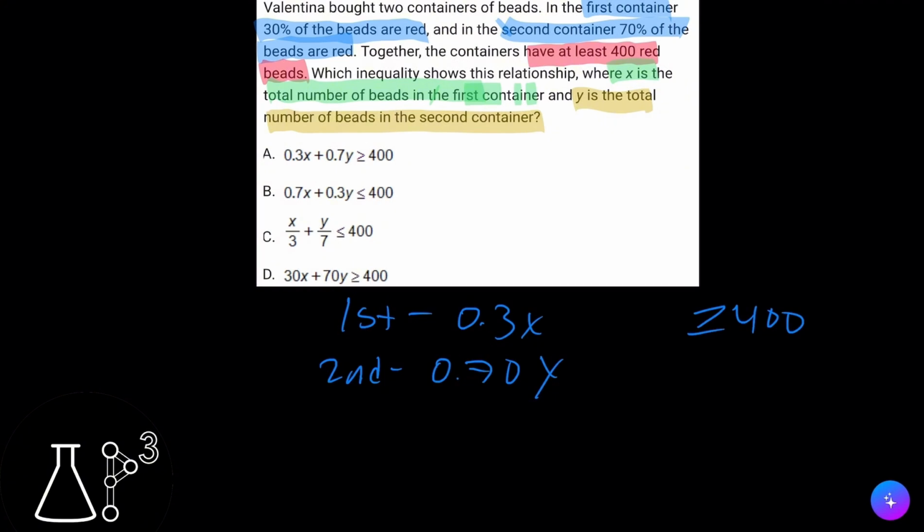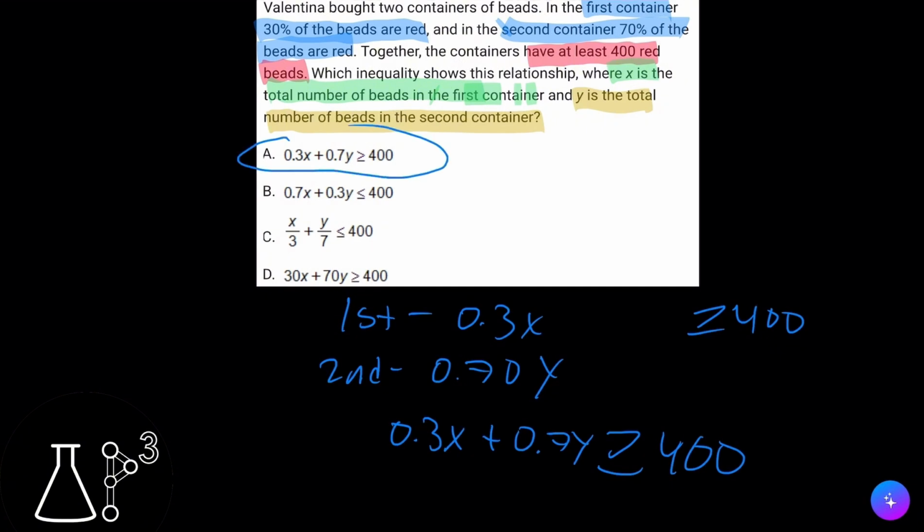So in total, I would get 0.3x plus 0.7y is greater than or equal to 400, and the answer would be A. And if it said no more than 400, it would be the opposite, because combining both containers, it should be less than or equal to 400. But because it says both containers contain at least 400 beads, it's either equal to 400 or more than 400. All I did was combine the x and y values for the first and the second container.